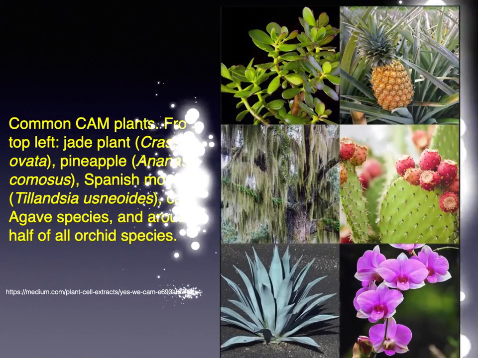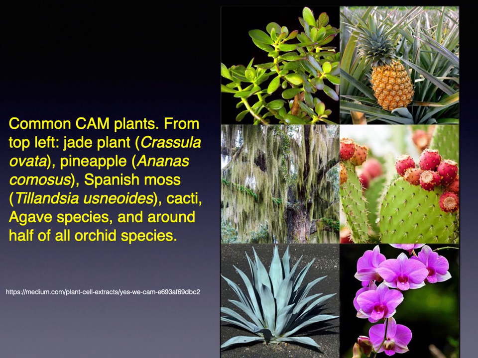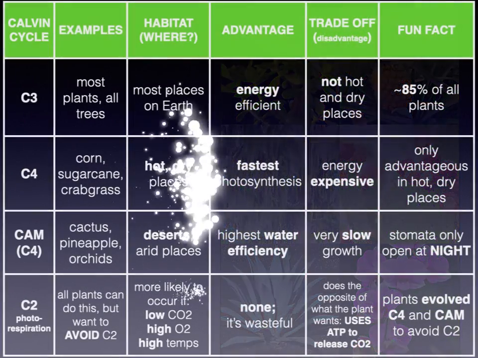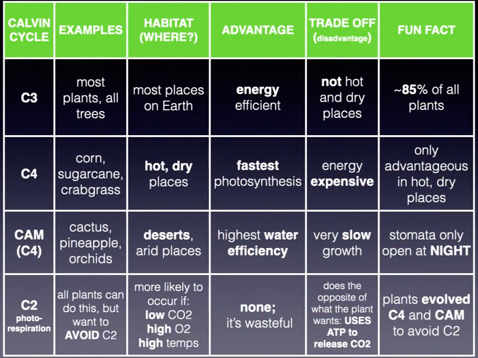Some common CAM plants include the jade plant, pineapple, Spanish moss, cacti, various agave species, and about half of all orchid species. We've compiled this into a nice table for you, comparing the C3 plants. Example: most plants and all the trees. Where do you find C3 plants? All over the earth. It's energy efficient, but the trade-off is they don't survive well in not hot or dry places, and it's about 85% of all plants.